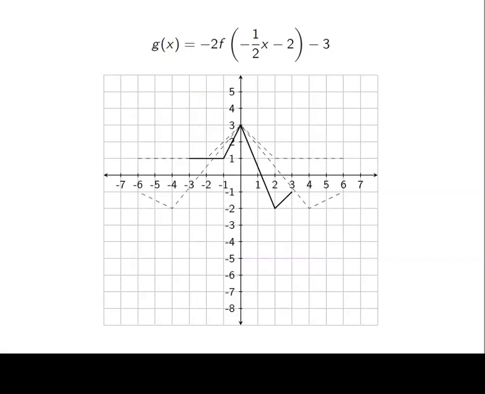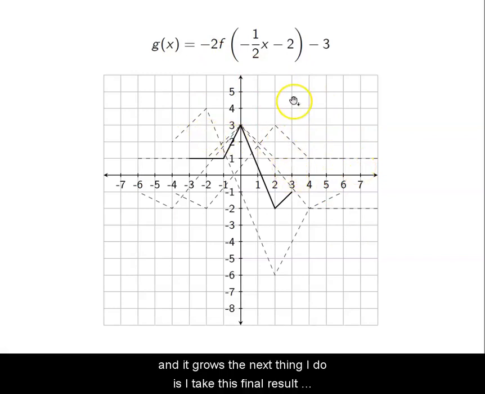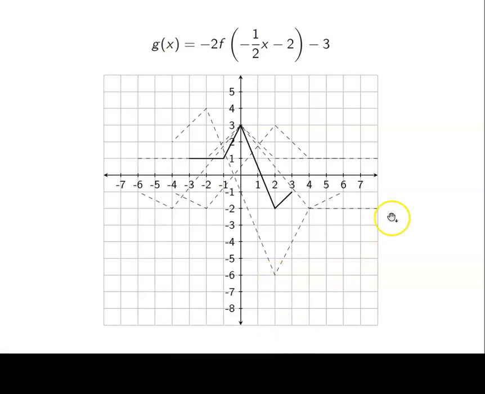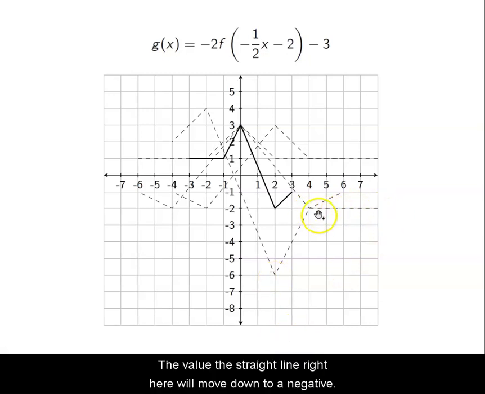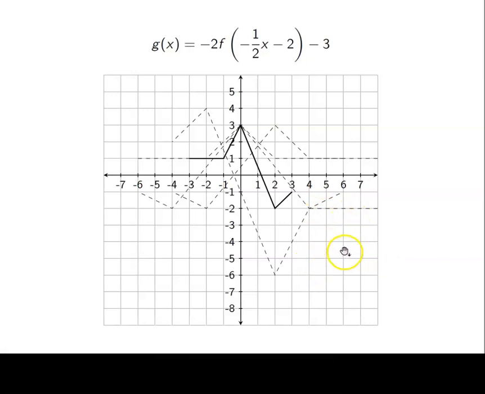So expand by a factor of 2, translate, rotate across the y-axis, move it 2 units, multiply by -2, so it flips across the x-axis and it grows. The next thing I do is I take this final result here and I move it all down 3 units. So this point will move down to -9. The value, this straight line right here, will move down to a -5. This endpoint that's at -4, -2 will be at -4, -1. And that's my end result.